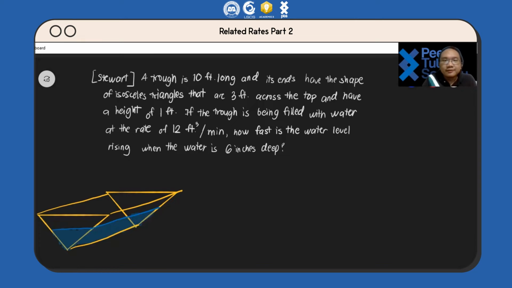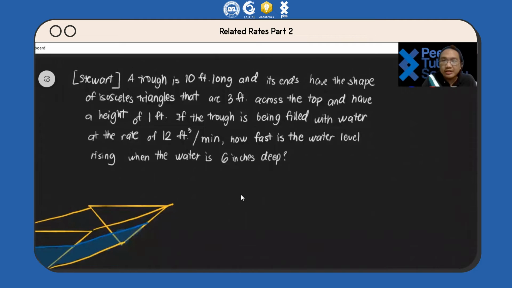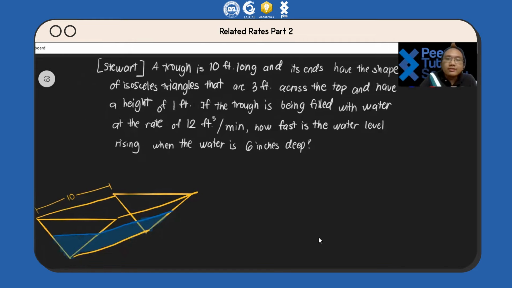Okay, so 10 feet long. Again, this 10 feet over here is a constant. It's not a known value of a variable. Rather, it's a constant. The trough is always 10 feet long. So 3 feet across the top, that means this thing is 3 feet, and a height of 1 foot, so this is 1 foot. All right, nicely labeled.